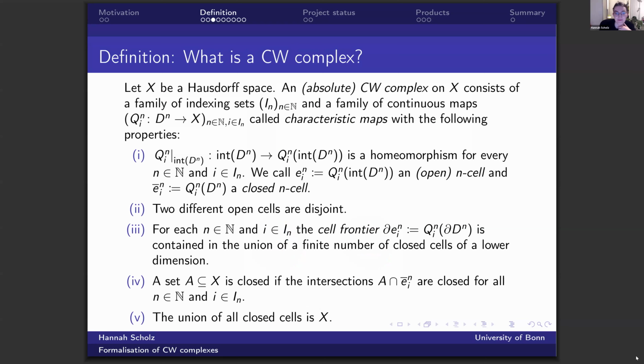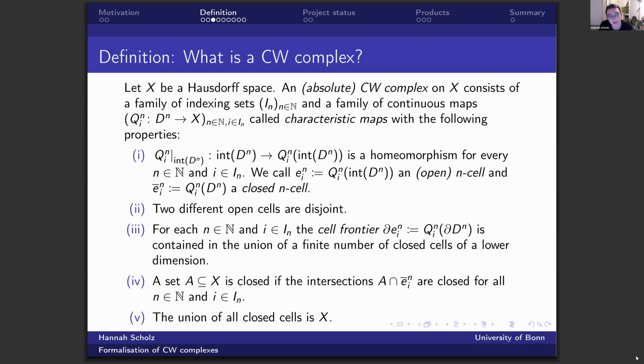And we call those characteristic maps. And now we've got a whole bunch of properties, of course. The first tells us that the characteristic maps are homeomorphisms on the interiors. And then we have more definitions. So we say that the image of the interior is called an open n cell, and that the image of a whole disk is a closed n cell.